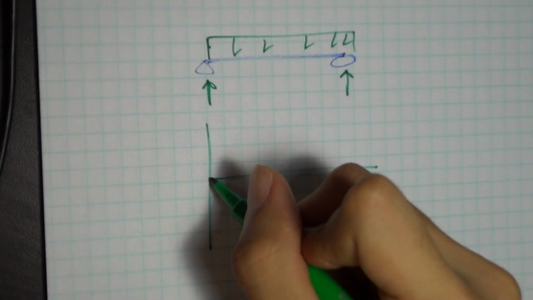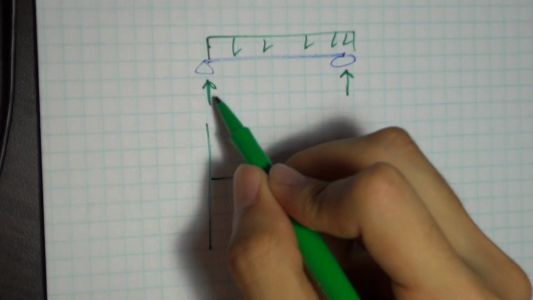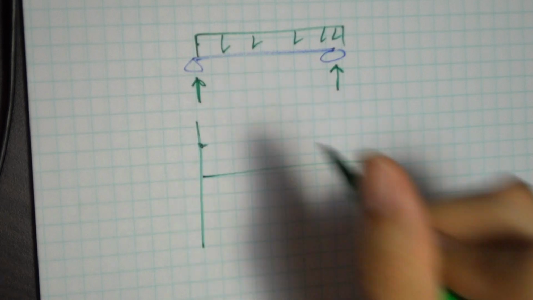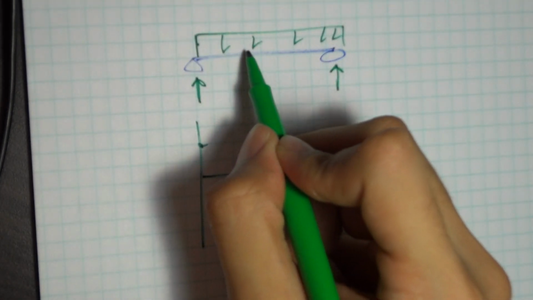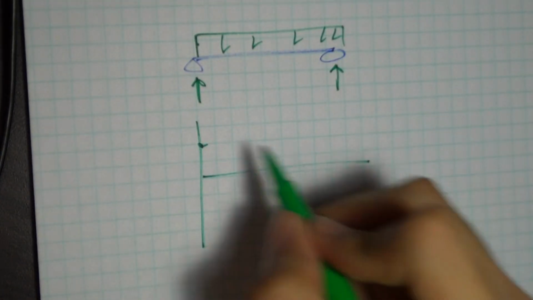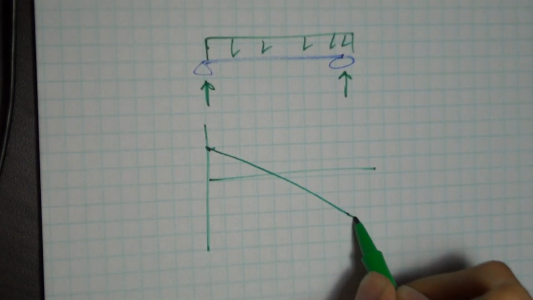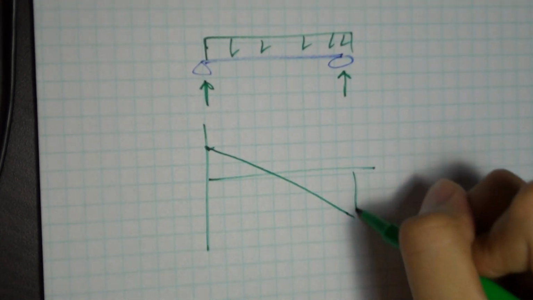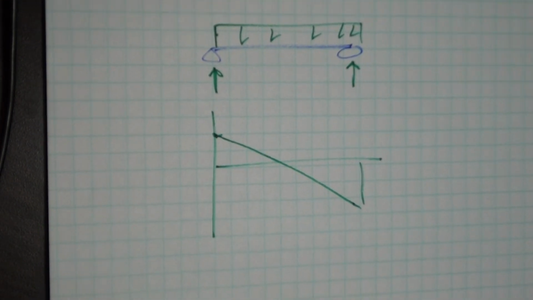So I'm going to start off at 0. This is a big arrow, so I'm going to go up by a lot. I have a bunch of little arrows acting all the way across the beam, so I'm just going to keep going down slowly. I have a big arrow at the end, so I'm going to go up again. And that is my shear diagram.